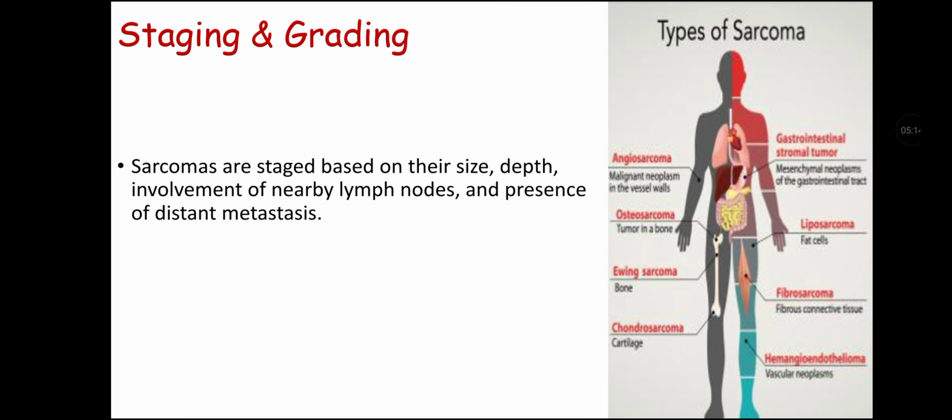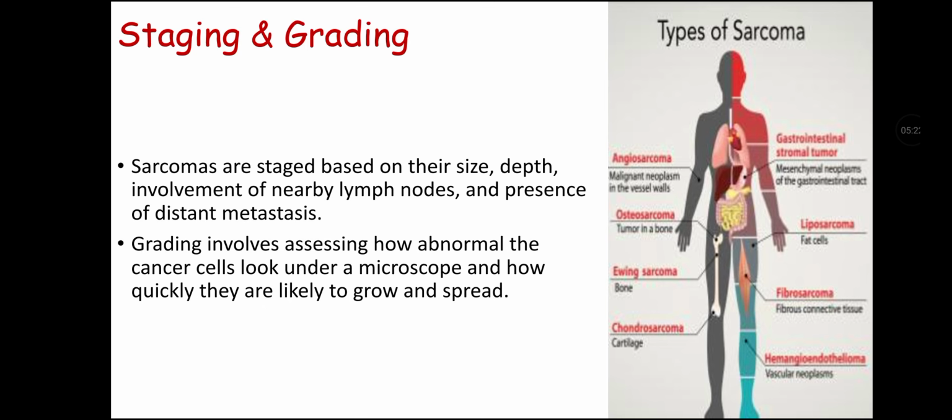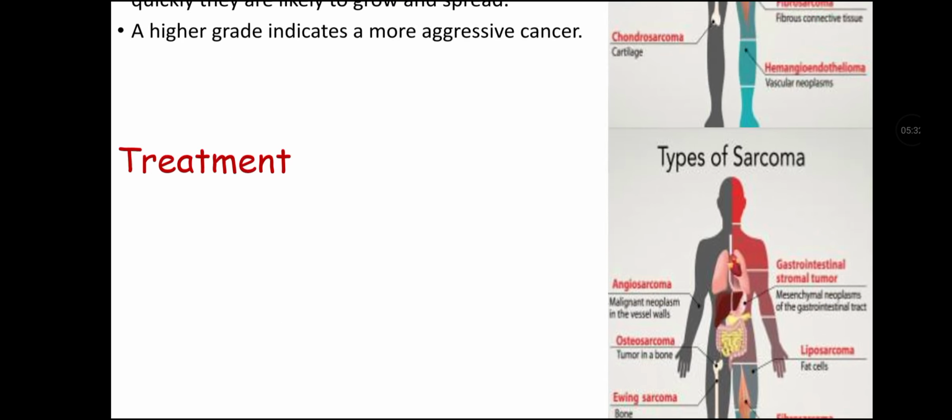Staging and grading of sarcoma. Sarcomas are staged based on their size, depth, involvement of nearby lymph nodes, and presence of distant metastasis. Grading involves assessing how abnormal the cancer cells look under a microscope and how quickly they are likely to grow and spread. A higher grade indicates a more aggressive cancer.